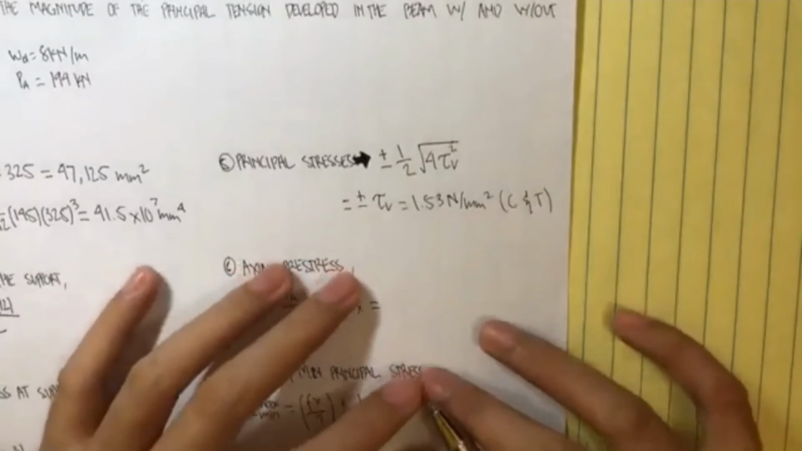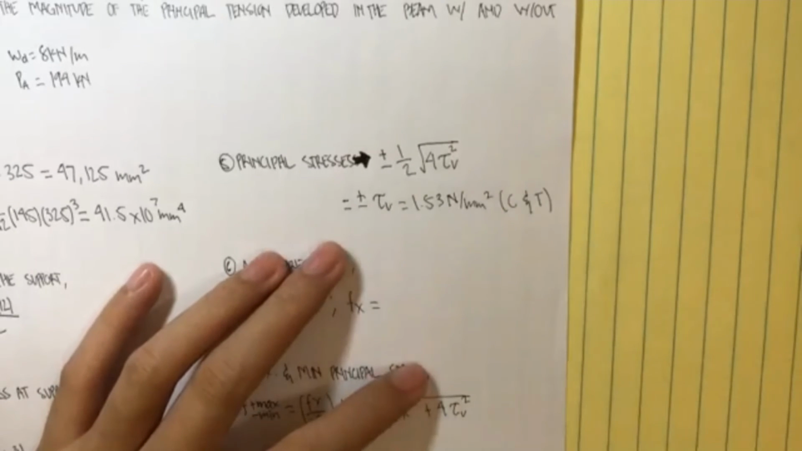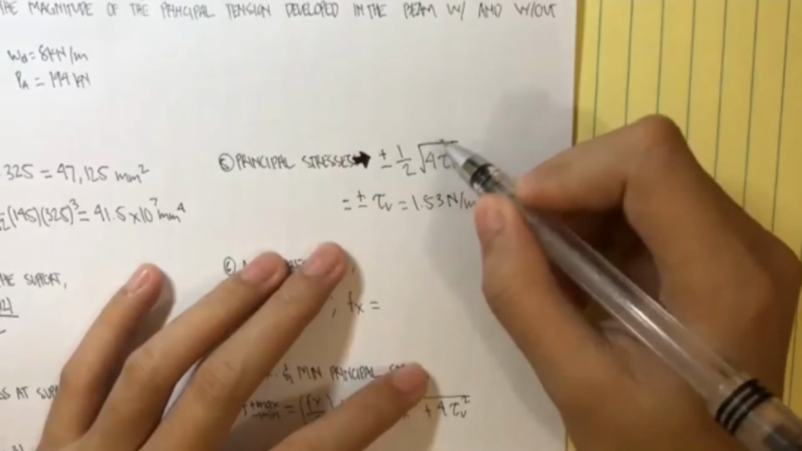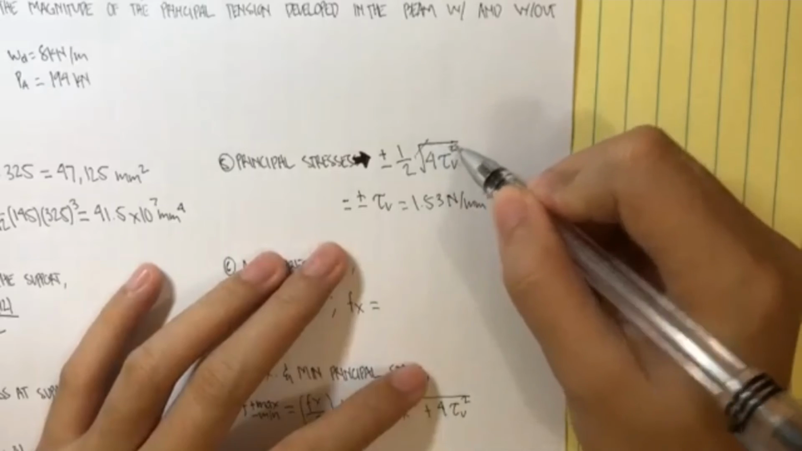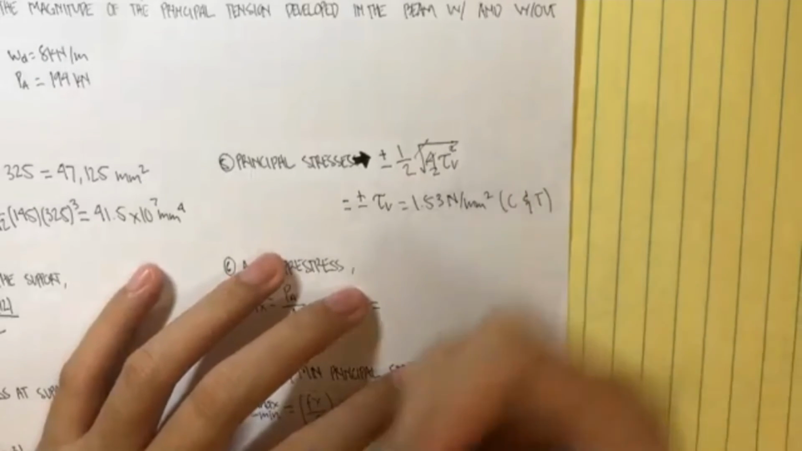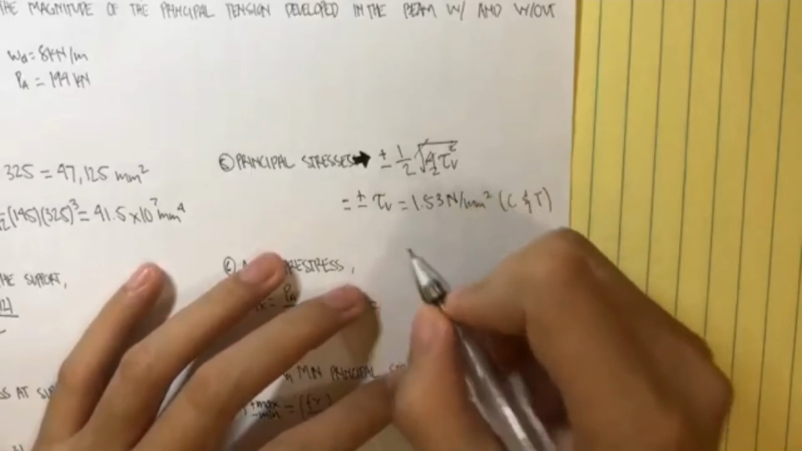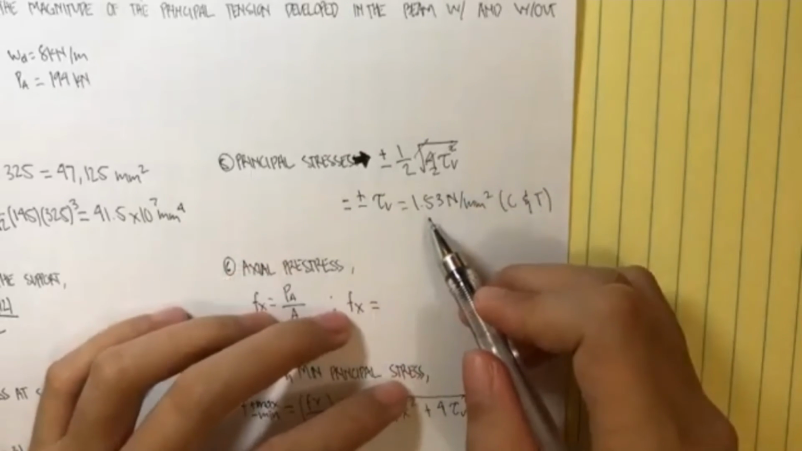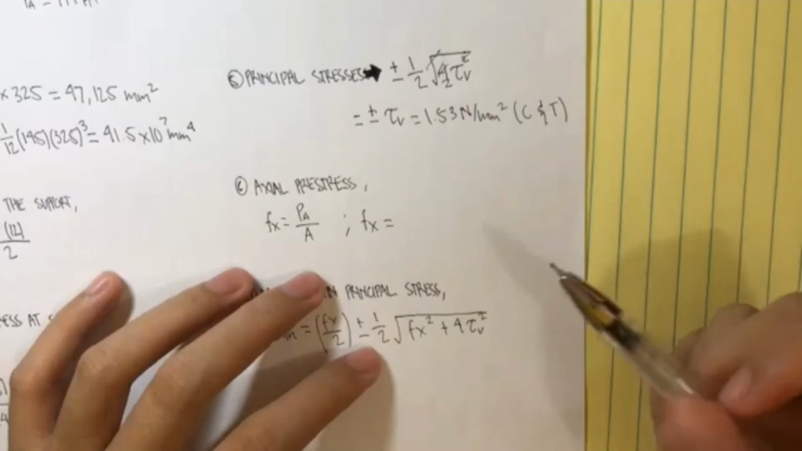Yung limang step naman is yung principal stresses. Square root mo to, magiging makakancel na yan. Wala na rin. So, ito magiging 2. So, 2 divided by 2 is equals to 1. Kaya, ang matitira na lang is ito. Yung shear stress natin na to, compression and tension.